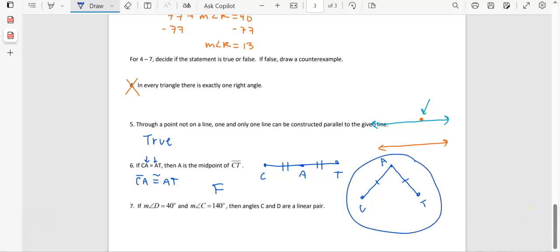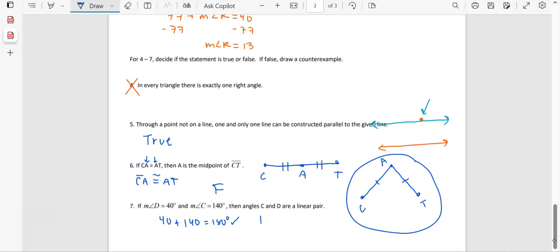Okay, and then our last one. If the measure of angle D is 40 degrees and the measure of angle C is 140, then angles C and D are a linear pair. Well, we know that they're supplementary, right? Because we know when we add them together, we get 180 degrees. Okay. However, are they a linear pair?